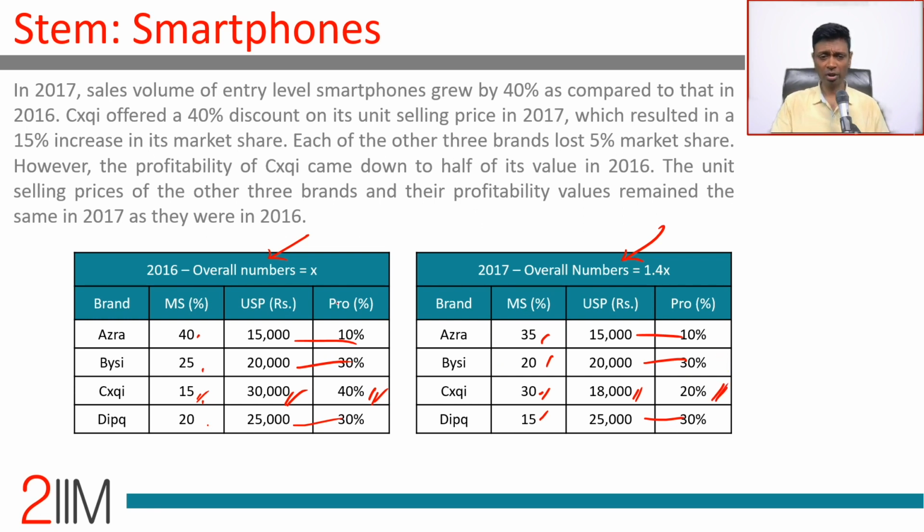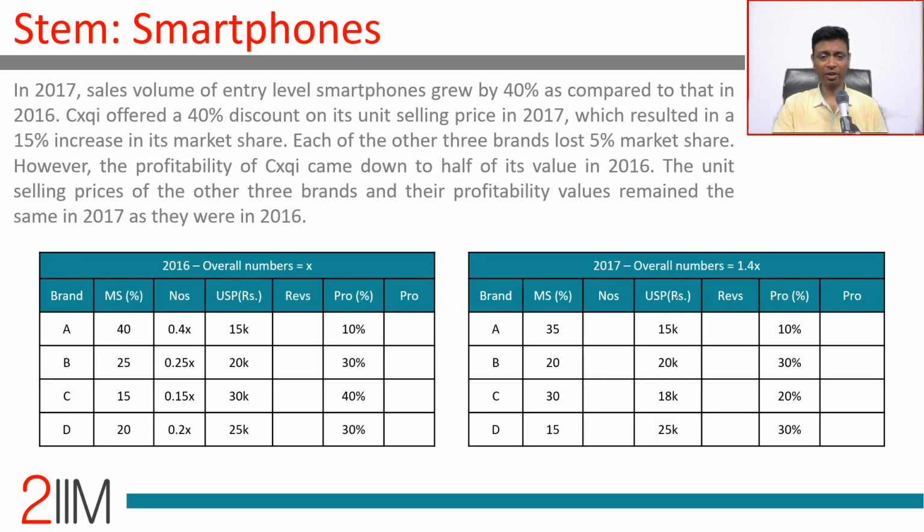Wonderful. Now, we know that market share numbers are based on overall number of units. And so, this is 40% of X, and this will be 35% of 1.4X. Remember that. So it's better if we can imagine actual numbers. This is X. This is 40% of X, 0.4X, 0.25X, 0.15X, 0.2X. This will be 0.35 times 1.4X, 0.2 times 1.4X, 0.3 times 1.4X, 0.15 times 1.4X.